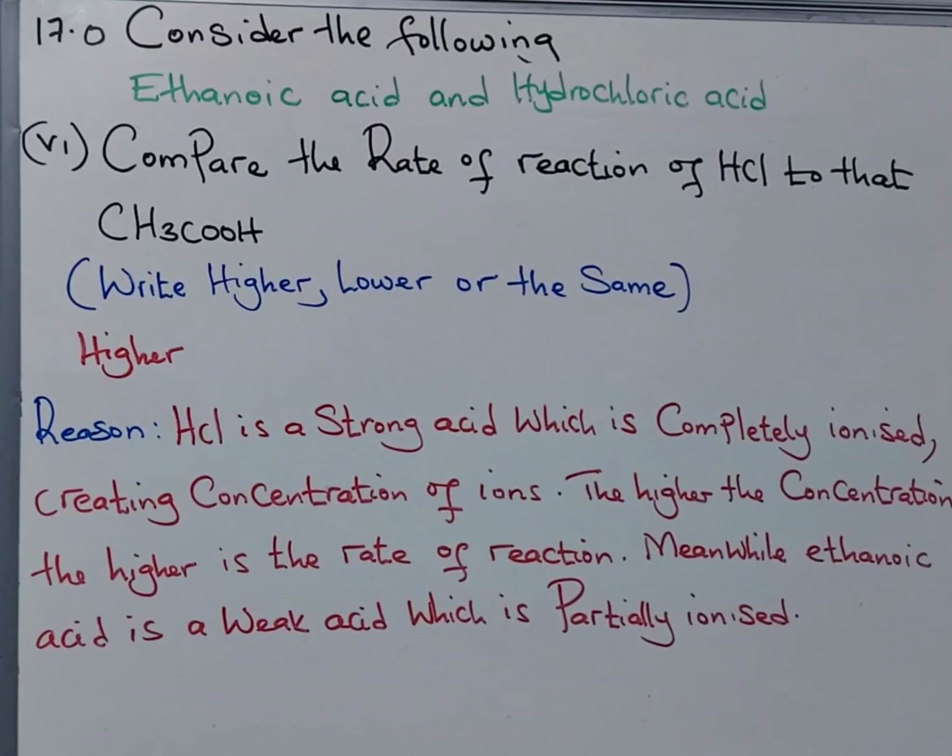So, HCl, strong acid, completely ionized, creating high concentration. And we know that one of the factors which affect rate of reaction is concentration. The higher the concentration, the higher is the rate of reaction. Meanwhile, ethanoic acid is partially ionized because it's a weak acid, creating lower concentration, leading to a lower rate of reaction.